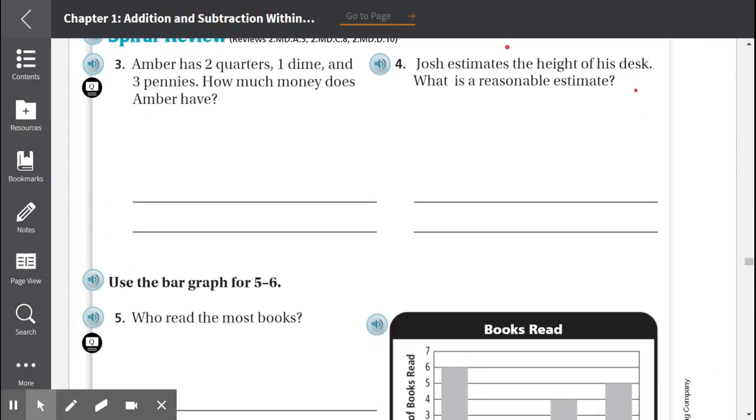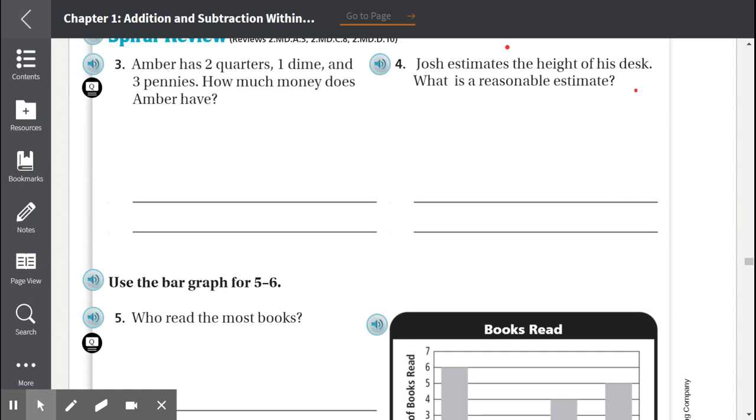On to number 3. Amber has 2 quarters, 1 dime, and 3 pennies. How much money does Amber have? So let's look at the problem.